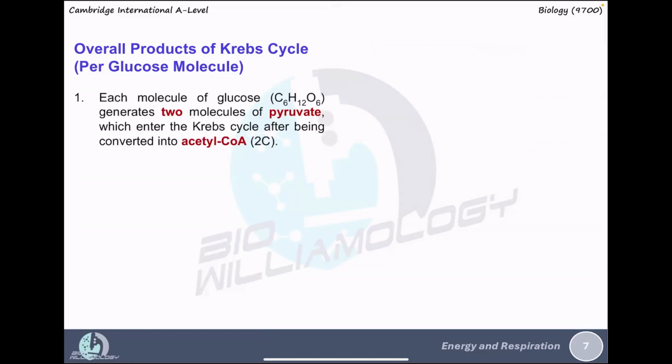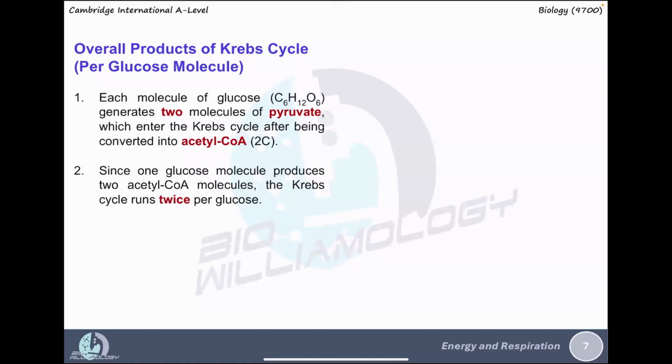As we know, each glucose molecule produces 2 molecules of pyruvate, and therefore, after the link reaction, there are 2 molecules of acetyl coenzyme A. So since one molecule of glucose produces 2 acetyl coenzyme A, per glucose molecule, the Krebs cycle runs twice.